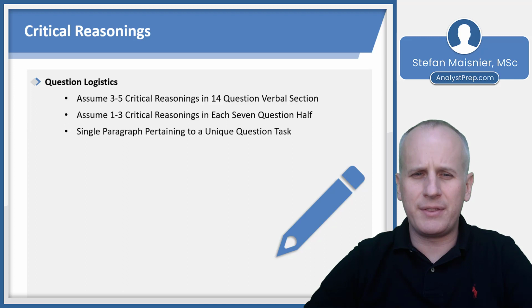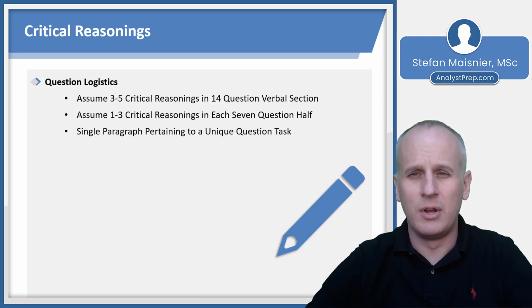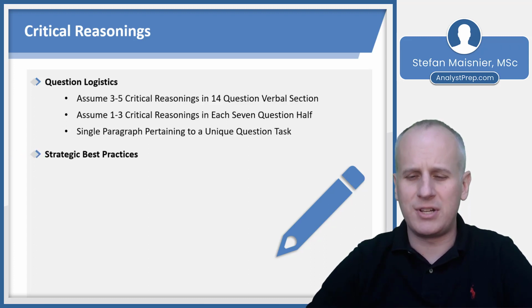We also know that there's always going to be a single paragraph pertaining to a unique question task. So, what this means is that all critical reasonings on the test are going to be self-contained. One critical reasoning does not affect any other question on the section, unlike reading comprehension passages, which have 3 or 4 questions tied to them. And these logistics are going to inform some strategic best practices for critical reasoning questions.